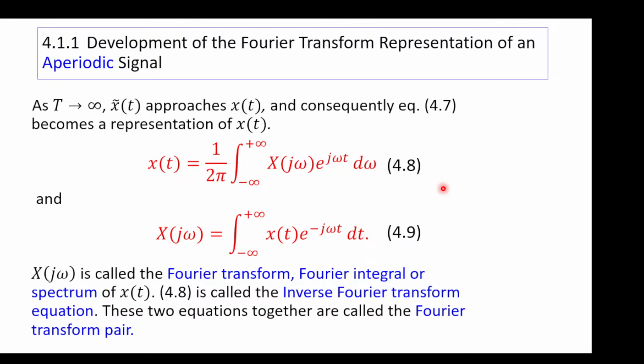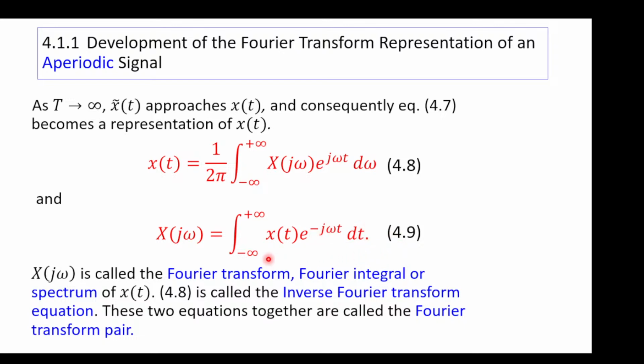Once again, we have two equations, our synthesis equation and the analysis equation. So x of t is 1 over 2 pi times the integration of big X of j omega e to the j omega t d omega. And big X of j omega equals the integration from minus infinity to plus infinity of x of t e to the minus j omega t dt.